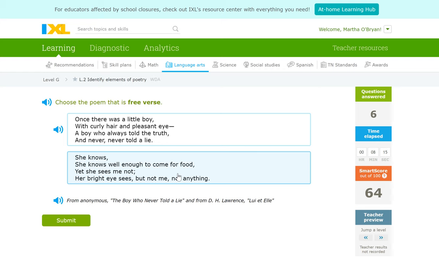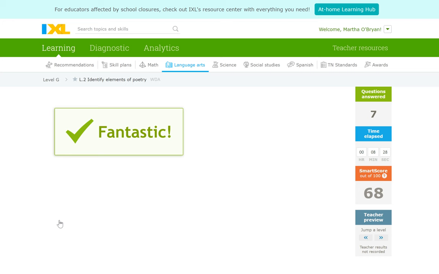Yeah, that one doesn't have that kind of regular rhythm. And I don't see any rhymes, so that's going to be free verse. All right, and now onomatopoeia. So we're looking for words that sound like their meaning.